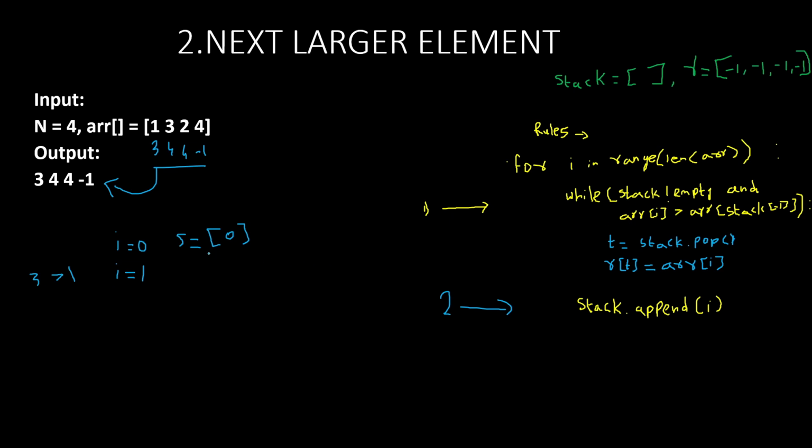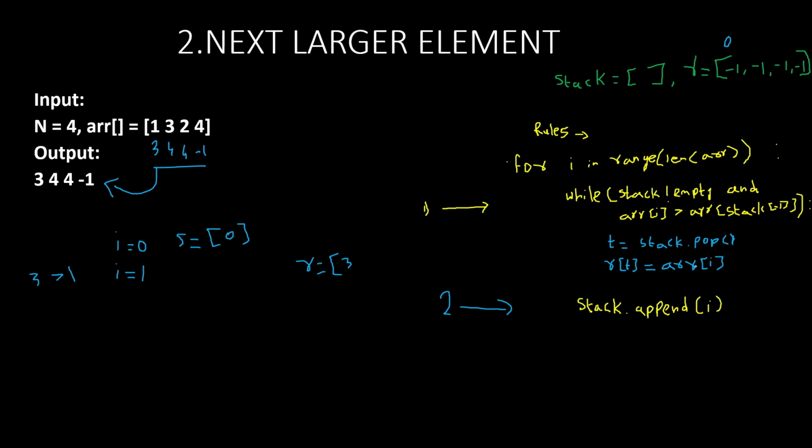Now we will pop this position and we will update the r here. What will be the new r? The popped position is 0, right? So at index 0 inside r, we are going to change that value. The new value will be 3 here.